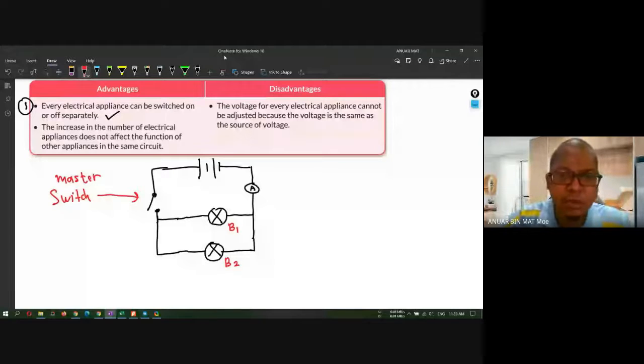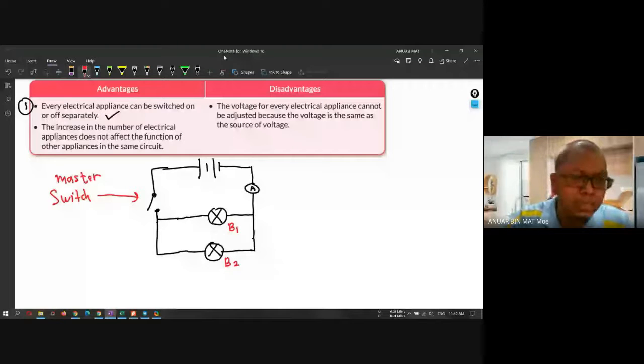So, how can I control the individual components, in this case bulb 1 and bulb 2? So, I need to put what, class? Where do I need to put the switch in order to control bulb 1 and bulb 2 separately?